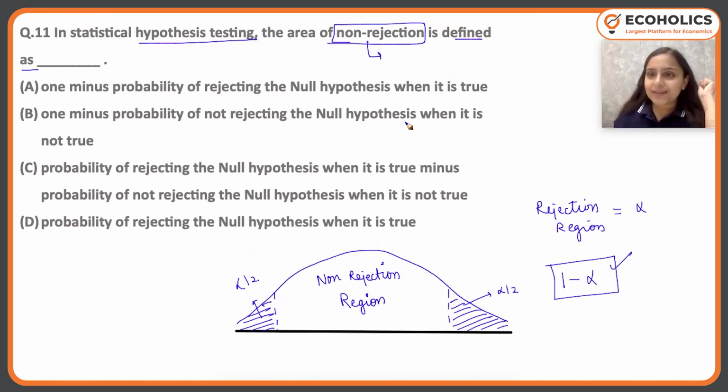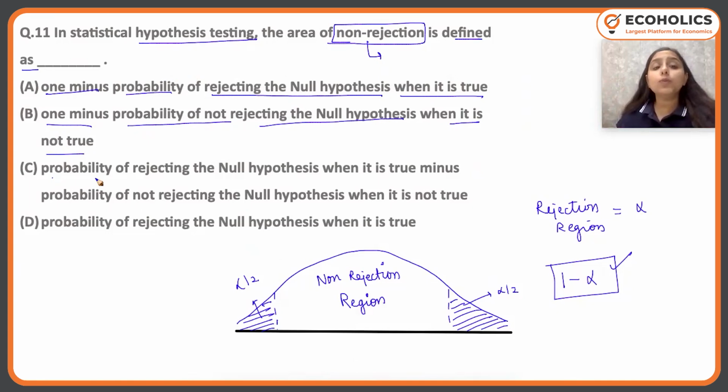The only thing they have done is write every option in words. As soon as you read that in words, you become involved in the question and start feeling trapped. That's the only thing they try to do, to keep you involved. Let's read. 1 minus probability of rejecting the null hypothesis when it is true. 1 minus probability of not rejecting the null when it is not true. Probability of rejecting the null when it is true minus probability of not rejecting the null when it is not true. Probability of rejecting the null when it is true.